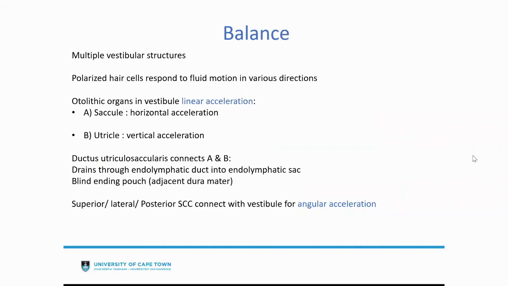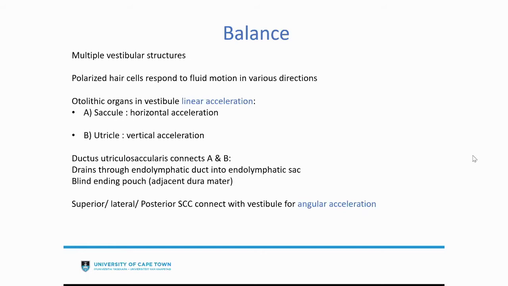So when we look at balance, there are lots of vestibular structures that play a role, and this is because we've got polarized hair cells that respond to different fluid movement in all different directions. Our otolithic organs in the vestibule will pick up linear acceleration, and the two key role players are your saccule and your utricle. Your saccule is specifically for vertical acceleration and your utricle for horizontal acceleration. Both are connected by the ductus utriculosaccularis, and this drains via your endolymphatic duct into an endolymphatic sac, which is blind ending, ending just adjacent to the dura mater.